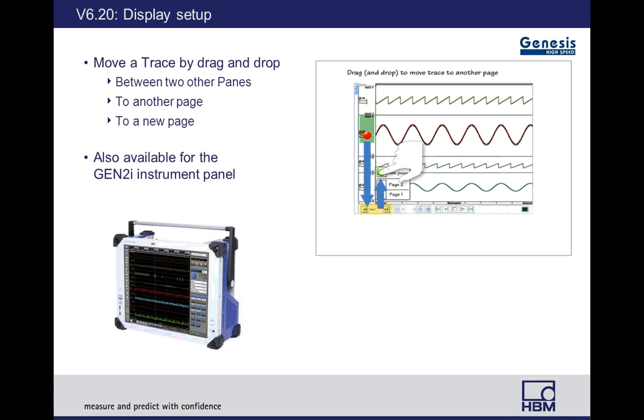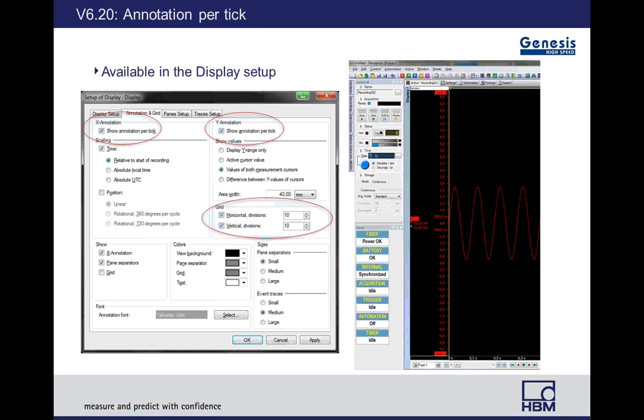You can even switch it to a different page by grabbing onto the name, hover over your page marker here, and a pop-up will come up, and you can drop it onto whatever page you want. And then you can go to that new page and move it around where you want it. This functionality is also seen in the instrument panel software, the touchscreen version of Perception, that was designed specifically for use on our Gen 2i mainframe.